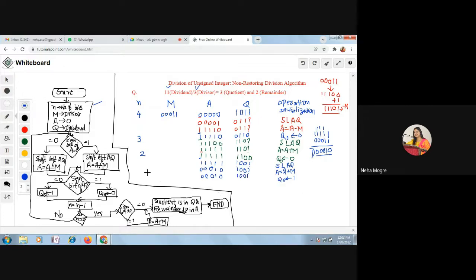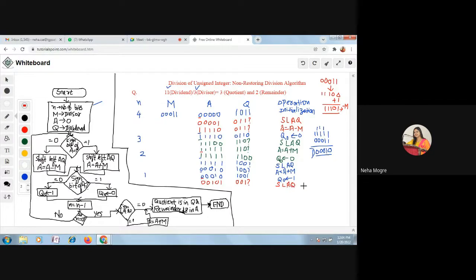Again decrement the value of N by 1. So N is not again 0. So again check the sign bit of A. Sign bit of A is 0. So it is 0, shift left AQ. So this is your 0 0 1 0 1. Okay, 0 0 1 and question mark. So this is you have performed shift left AQ.